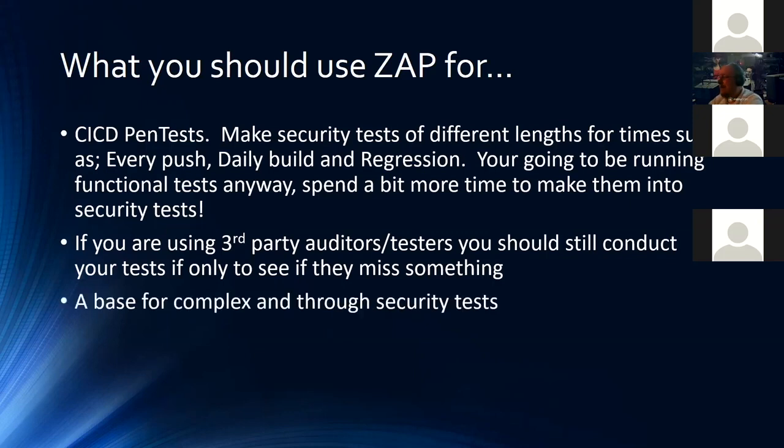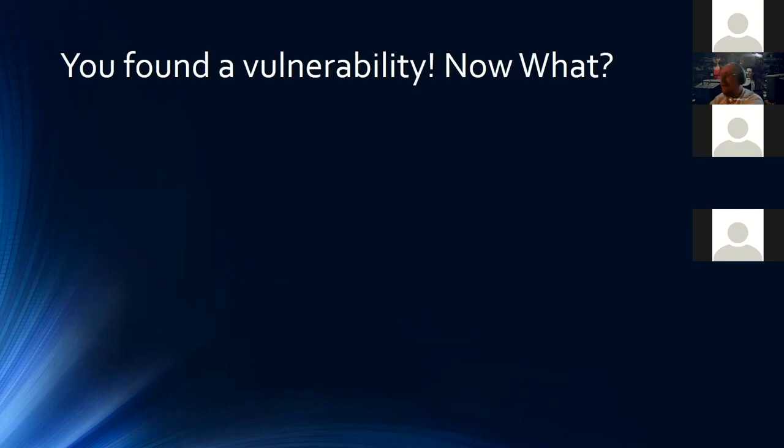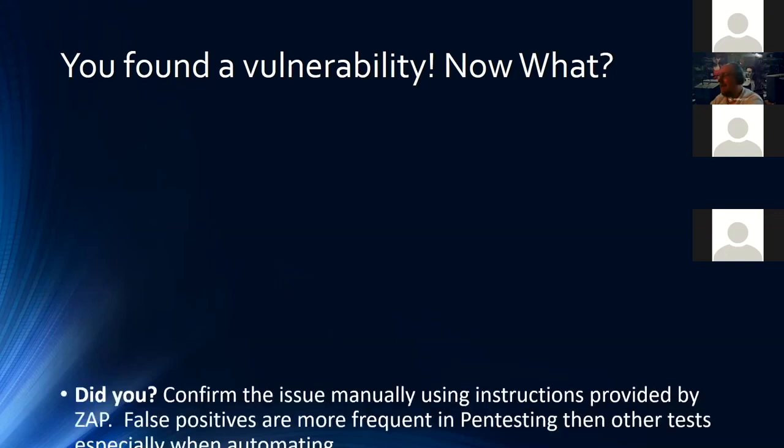And ZAP itself is a base for more complex and thorough security tests. Once you get this rolling out and you start learning more about what security concerns may exist in your product, this is something that you can really build off of. So let's say you're running through and you start finding some holes in your product. It says you have cross-site scripting on a lot of your parameters, and it can get right through and write whatever it wants to your SQL at any time. What are the steps you're taking?